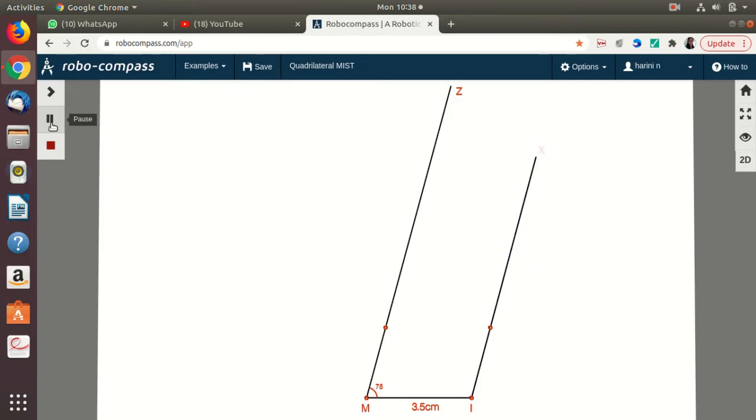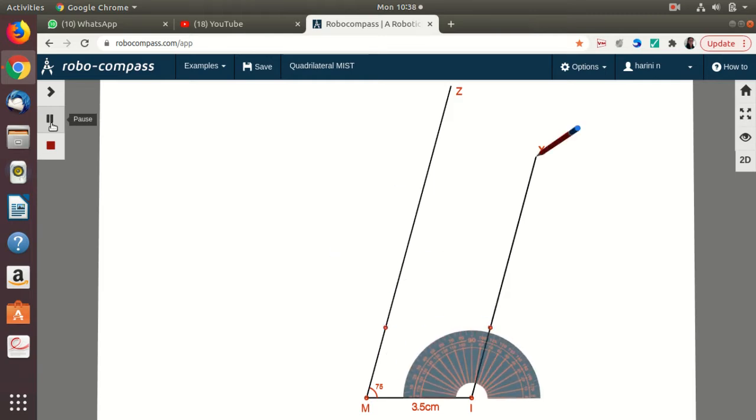Then you mark that like the previous one, and draw a ray and name it as IX. This will be IX, where the angle at I you will mark as 105 degrees. It is just showing that it has been measured as 105 and you write it there.